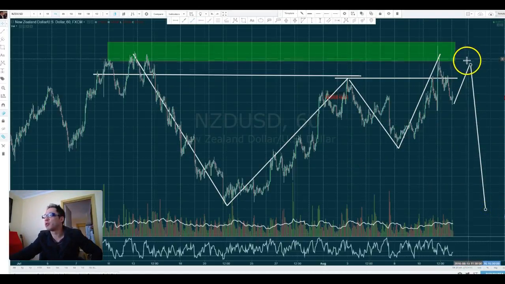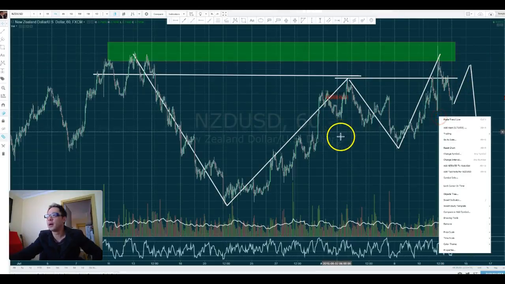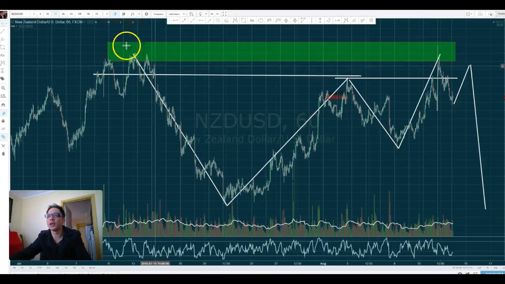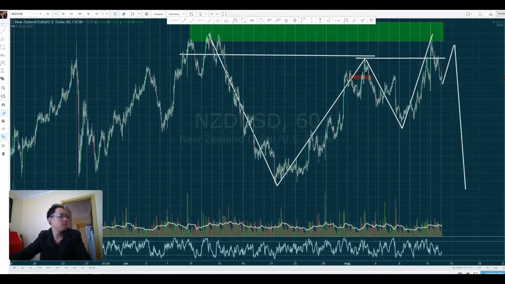So that's how I'm going to play it. I'll probably look for an entry above around these levels here. But yeah, hopefully that helps. A lot of trading opportunities to the downside soon. So yeah, take it easy. Cheers.